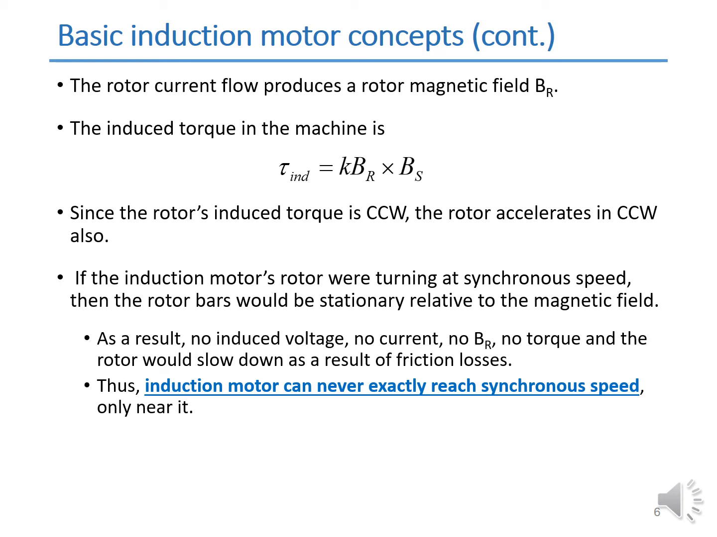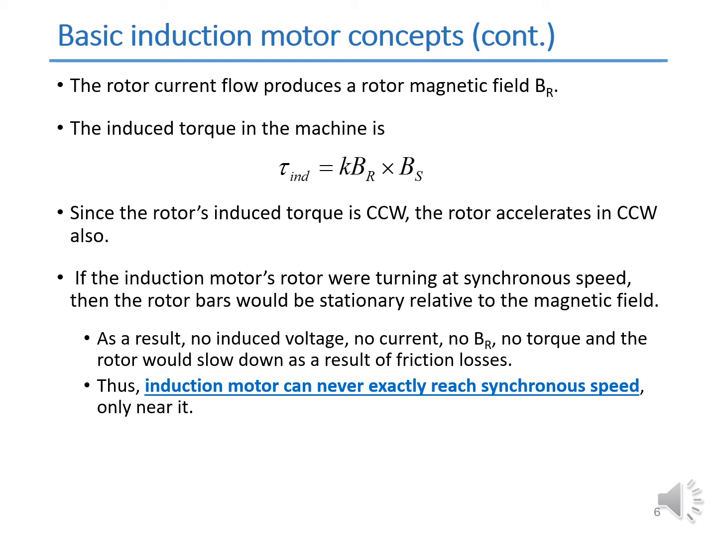If that happens, there won't be any voltage induced across the rotor bar, because it's a function of the speed, yeah? You can check again on the previous slide that the induced voltage is a function of the speed among others. So if the relative speed is zero, then the induced voltage is zero, and therefore there is no rotor current, and therefore there is no Br, and hence no torque will be induced.